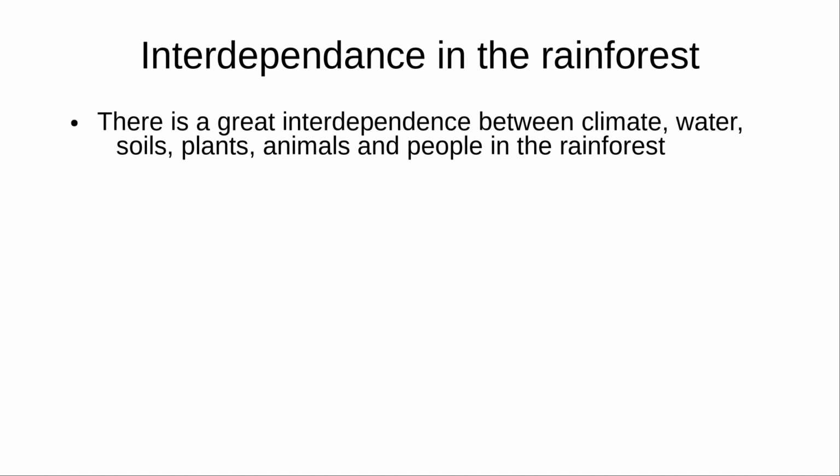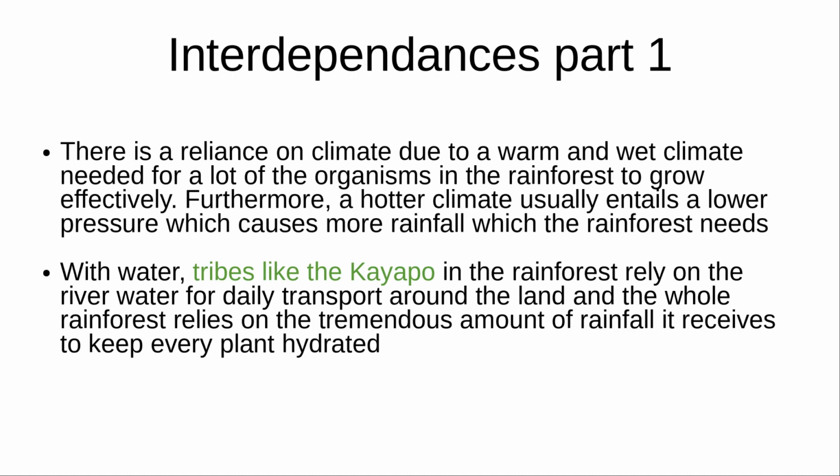There is a great interdependence between climate, water, soils, plants, animals, and people in the rainforest. Going through that order. There is a reliance on climate due to a warm and wet climate needed for a lot of the organisms in the rainforests to grow effectively. Furthermore, a hotter climate usually entails a lower pressure, which causes more rainfall, which the rainforest needs. Water is as equally relied on as, for example, tribes like the Kayapo in the rainforest rely on the river water for daily transport around the land, and the whole rainforest relies on the tremendous amount of rainfall it receives to keep every plant hydrated.